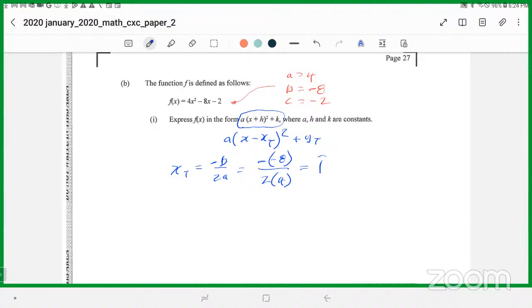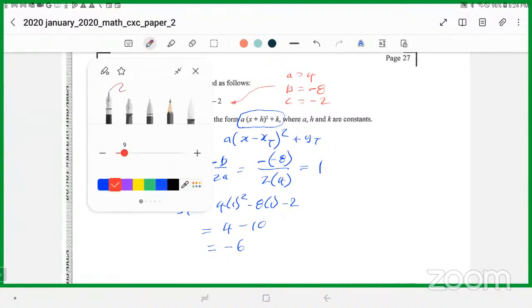Now, when my xt is a number like this, I can find the yt by substituting it in the original function. So yt, if we substitute the 1 for xt in the original function, I'm going to get 4 times 1 squared minus 8 times 1 minus 2, which then becomes, this is a 4, this is an 8, so these two become negative 10. That's right, negative 10. So it becomes negative 6.